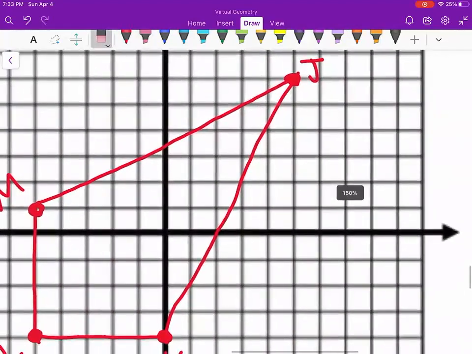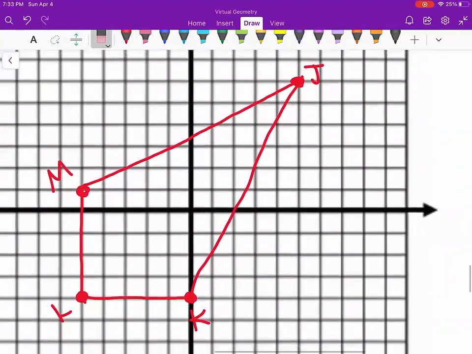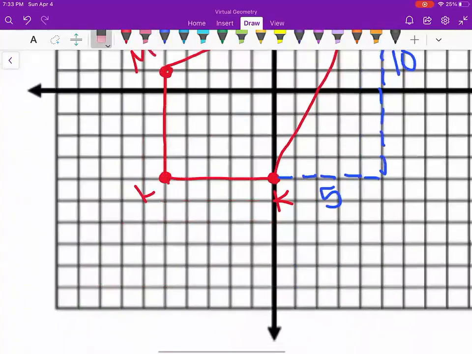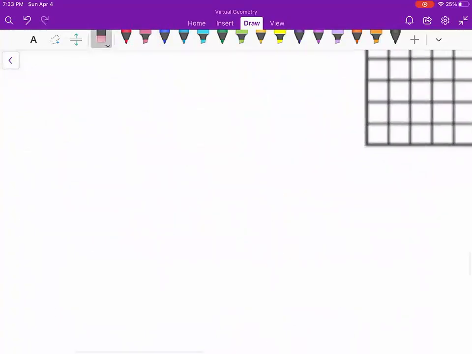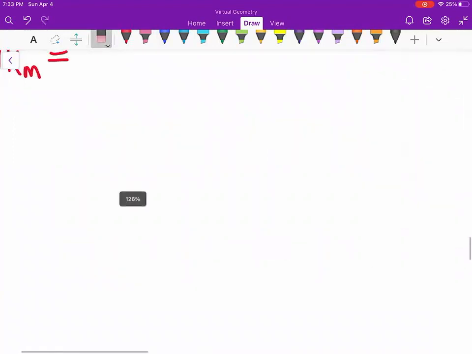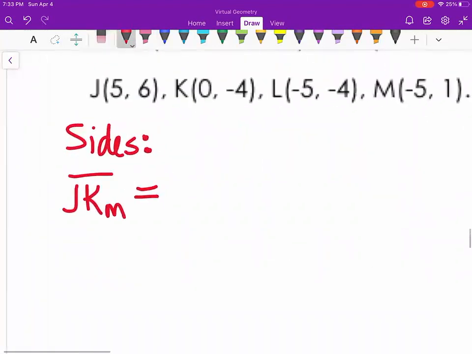All right, so J to K, we went over 1, 2, 3, 4, 5, and then up 1, 2, 3, 4, 5, 6, 7, 8, 9, 10. So again, because we went up, that number is on top. So we have 10 over 5, which will give us a slope of 2.